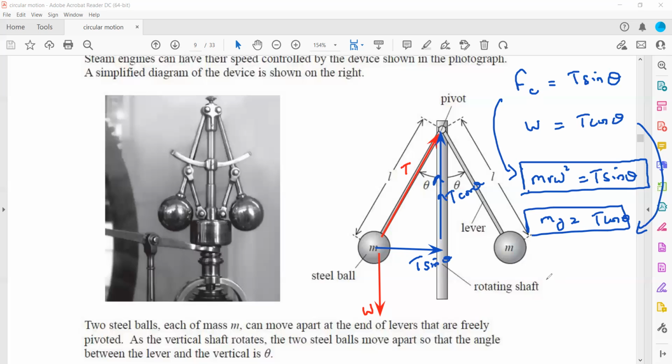So if I divide the two equations, m r omega square divided by mg is equal to T sine theta divided by T cos theta. So T will cancel with T, m will cancel with m. We are left with r omega square over g equal to sine theta over cos theta, which is tan theta. Now we have the omega from the beginning. We have the value of gravity, which is 9.81. But what about r, the radius?